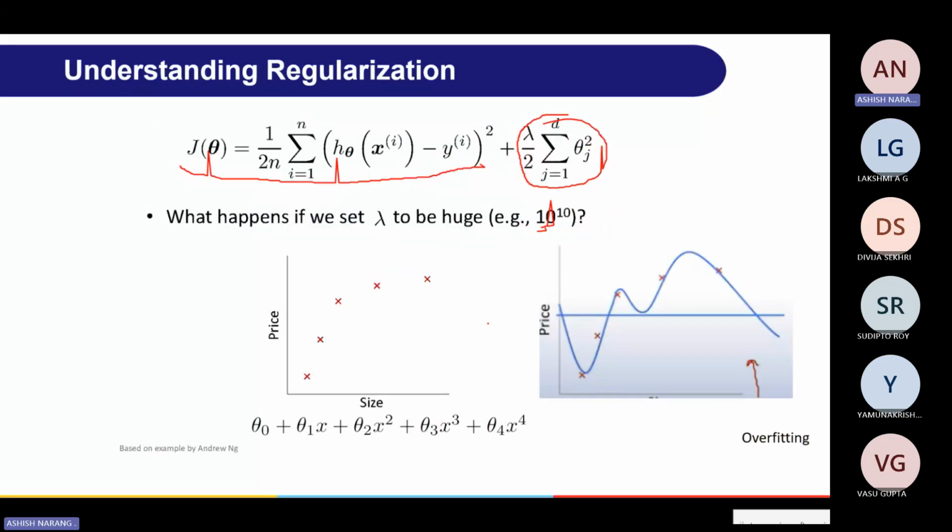Now, if I put this lambda value very, very high, this term will become very, very high, right? And eventually we'll have to put theta close to 0, because this term is very high, so the cost is very high. If lambda becomes too huge, then I'll have to set the weights to be 0. I mean, the weights will start approaching 0.